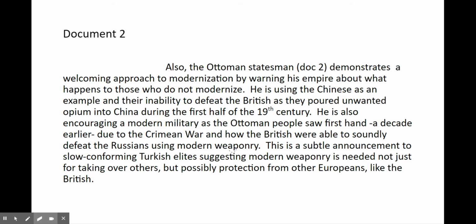This is a subtle announcement to slow-conforming Turkish elites, suggesting modern weaponry is needed, not just for taking over others, but possibly for protection from other Europeans like the British. And here I saw students talking about how the Ottomans were probably fearful of cutting their beards because you'd need the beards removed so that they could shoot a blasting cap weapon. And again, you can get into the pig fats and the other animal fats that are being used for the weapons. This is where you get the movement of the Young Turks. And again, I had a lot of students talking about that here in this document for their hip moment.